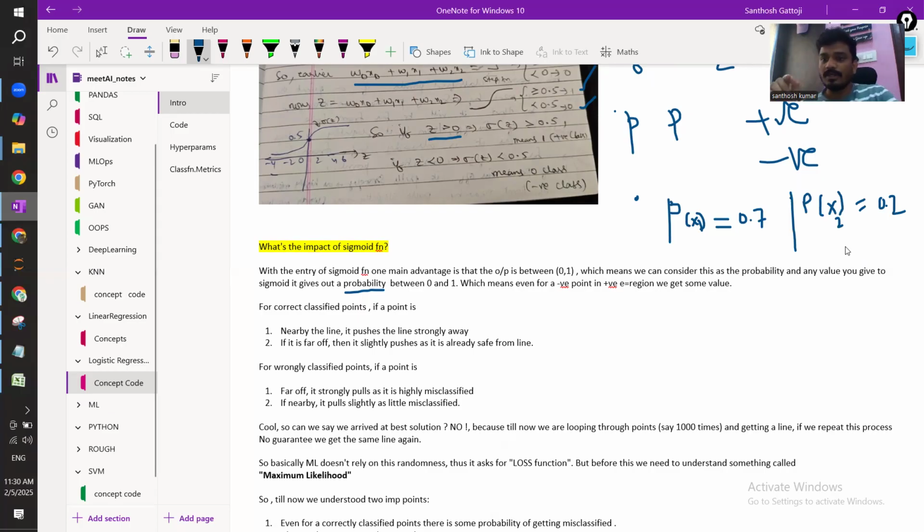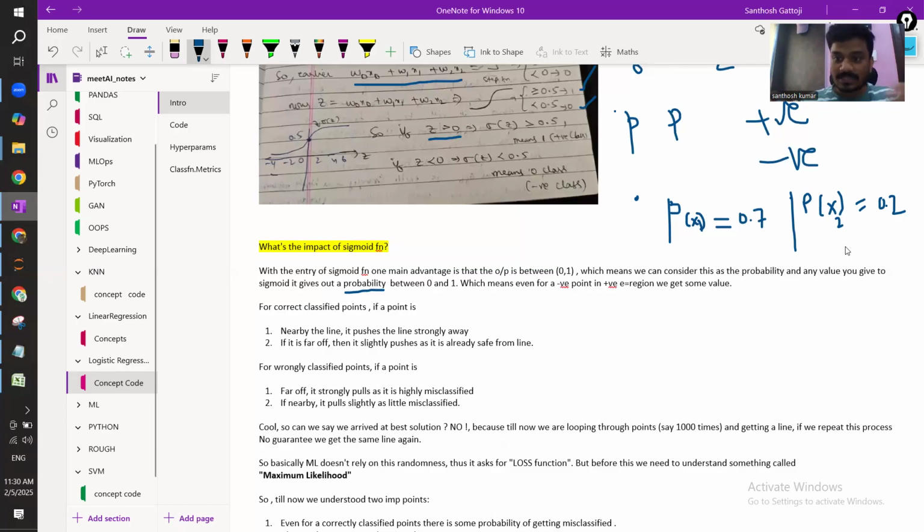Now, coming to this point, when I'm saying the probability of x2, that means the probability of x2 belonging to class 1 is 0.2. Whatever is near 0 is a low probability, and whatever is near 1 is a high probability. Whatever probability you are getting, those are the probabilities of belonging to class 1.